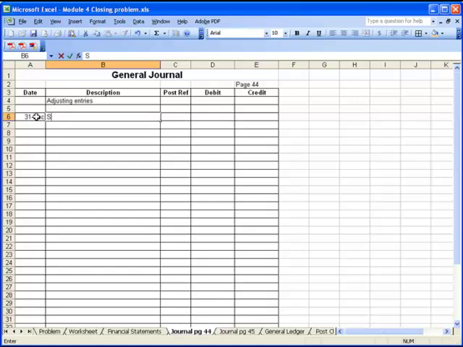And we had a debit to supplies expense of $1,000, and we had a credit to supplies for $1,000. And we'll post these later in the process.